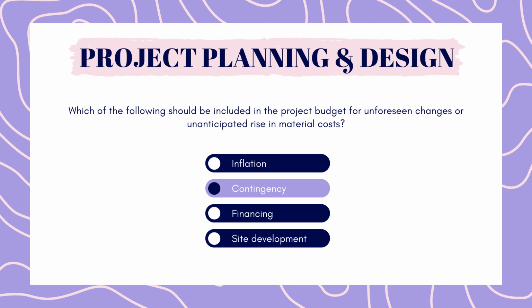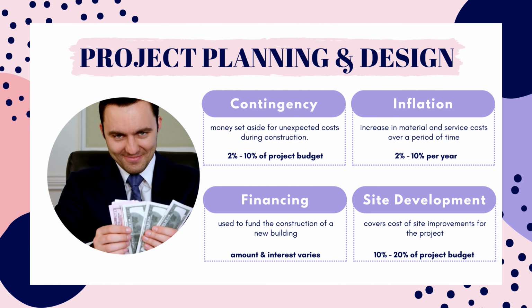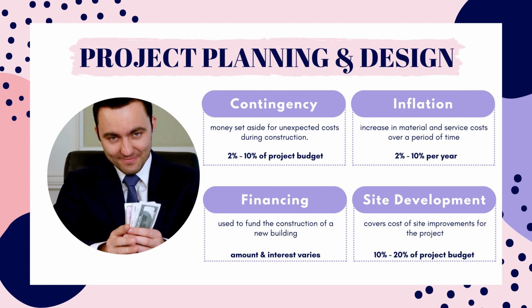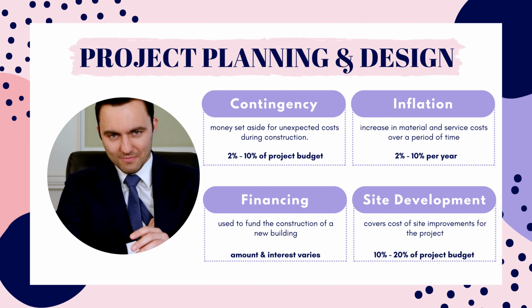And the answer is contingency. Contingency is a percentage of money set aside for unexpected costs during construction. If issues arise during construction, then money can be pulled from contingency instead of cutting costs from other parts of the project. It's like insurance for the project.